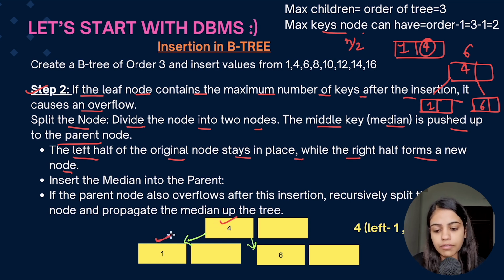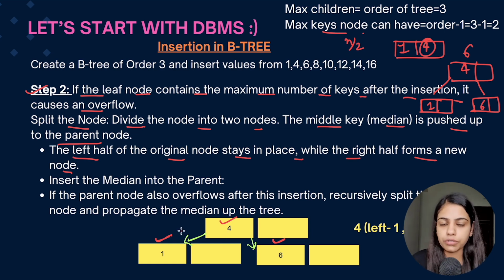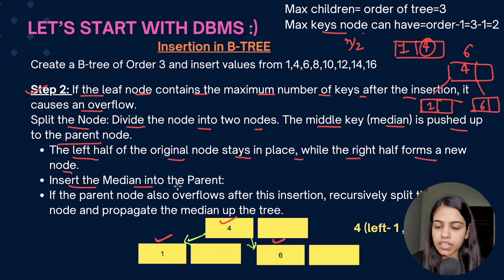Now in this node, the left of 4 is having 1 and the right of 4 is having 6, because this value should always be less than the parent node and this value should be greater than the parent node. Whenever there is an overflow, push the median of the node to the parent node. Now we have inserted the median into the parent node.